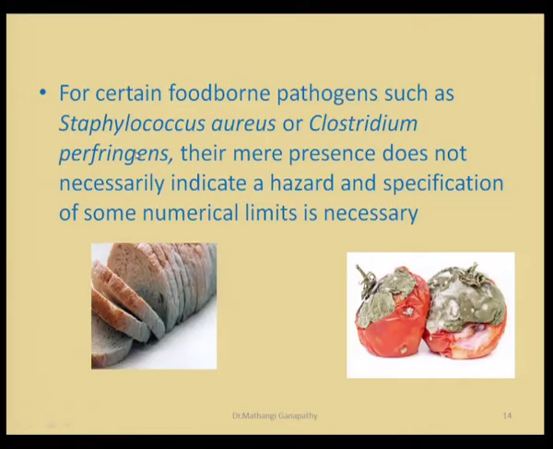For certain foodborne pathogens such as Staphylococcus aureus or Clostridium perfringens, their mere presence does not necessarily indicate a hazard, and specification of some numerical limits is necessary. For Staphylococcus aureus, Clostridium perfringens and certain other microbes, their mere presence actually does not cause damage. Rather, it is the toxins of these which are lethal.